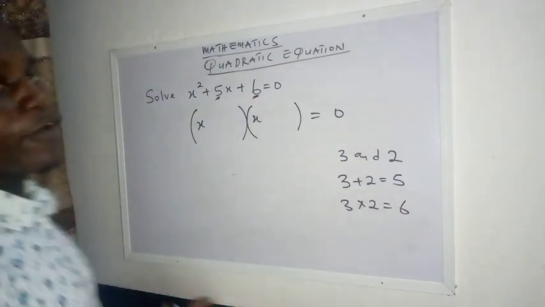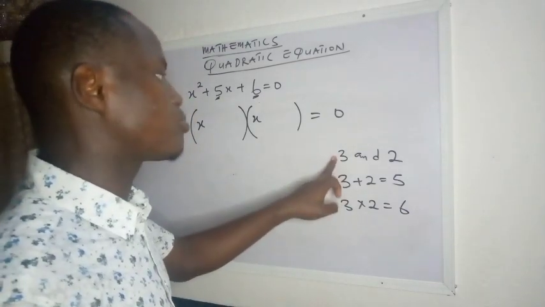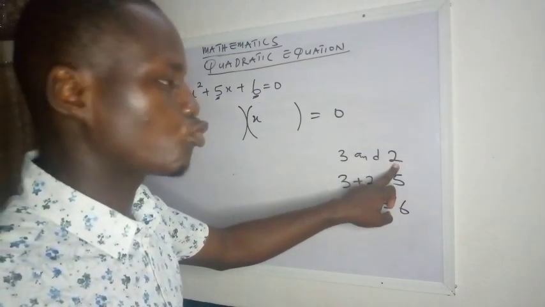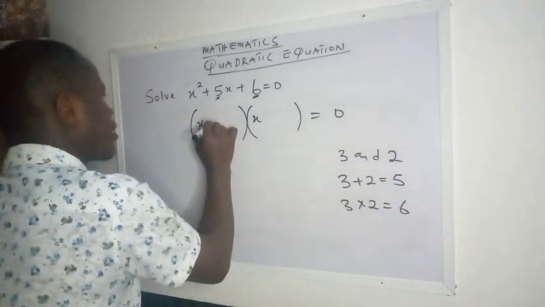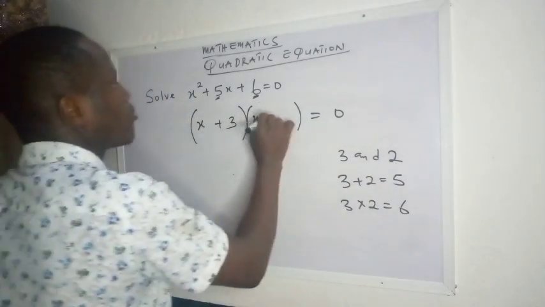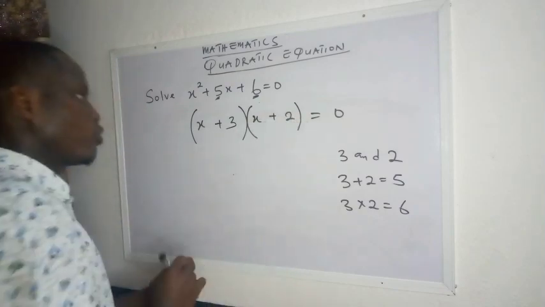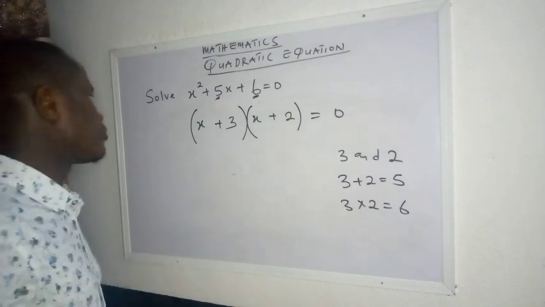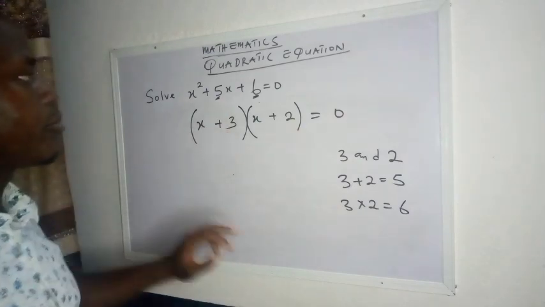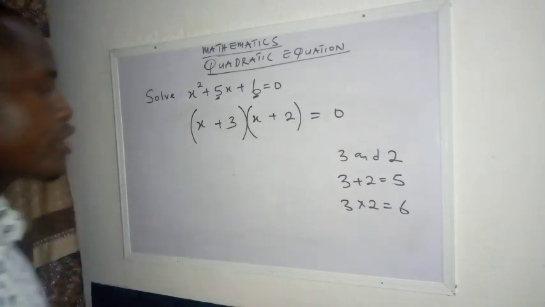Don't forget, we're also working with the signs too. So what you have here is plus 3 and plus 2, though the plus is invisible. So you're going to put them here. You can choose to put the 2 here and the 3 here. It does not really matter. So you have x plus 3 in a bracket, x plus 2 in another bracket, equal to 0.